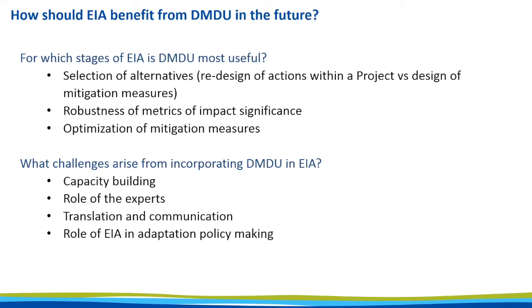And we are very aware that there are a lot of challenges in incorporating DMDU into EIA. There's a lot of capacity building needed. What should the role of experts be? What is the role of translation of communication when you integrate a lot of difficult models, and that you have to do in a very short time and with very limited budgets? And what should the role of EIA be in all these new adaptation policymaking procedures that are trying to be implemented?